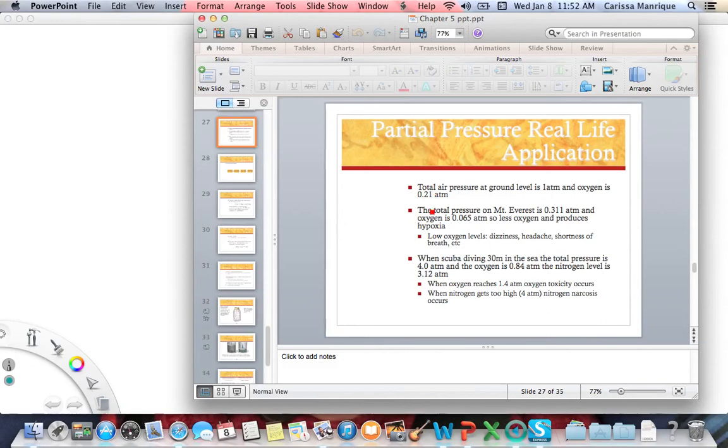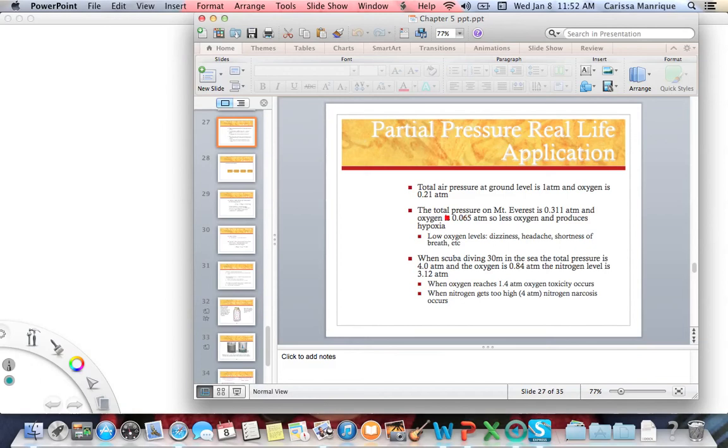Okay, so let's go to Mount Everest. We go to the top of that. The total pressure is 0.311. So instead of 1 atmosphere, it's so high, it's at 0.311. So the oxygen levels there are 0.065, so way less than the 0.21. You should have about 0.21 atmospheres of oxygen, but you're way low.